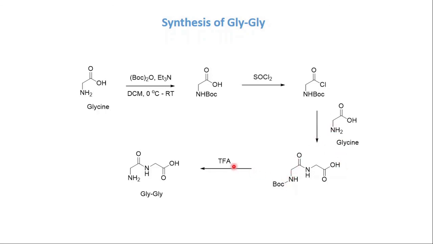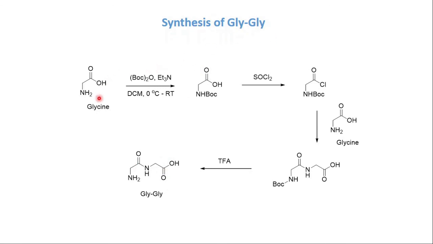So at the end you add TFA to the same solution, stir it for 15 to 20 minutes, you will get the dipeptide. Just do some basic washing, so you get rid of TFA. Whatever solid comes out, you will be lucky if you get this in the form of solid. Then you just do some acid base purification, so you will get this compound. Okay, this is how you do the synthesis of glycylglycine.